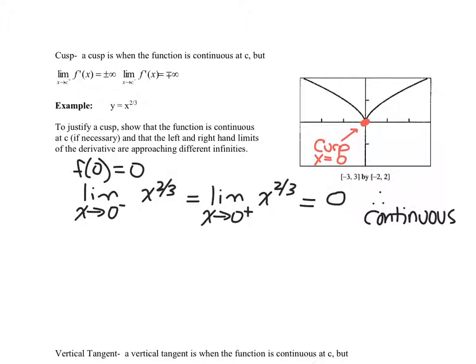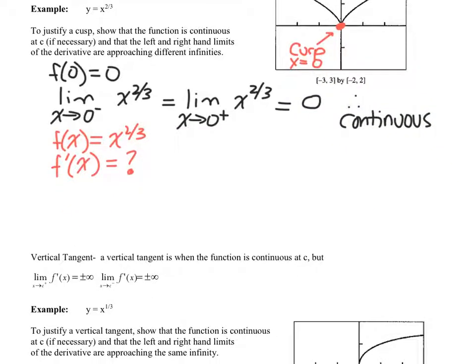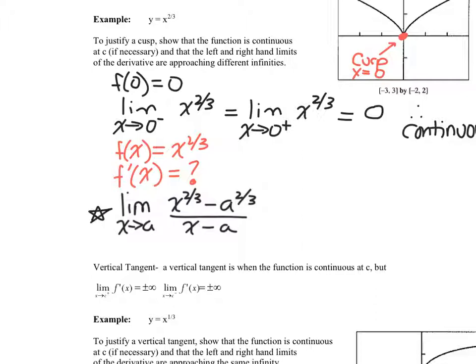So now I just need to test the limit. Given f of x equals x to the 2/3, I need to find f prime of x. This is a little bit more of a doozy because you have to figure out the derivative first. The limit as x approaches a of x to the 2/3 minus a to the 2/3, over x minus a. Ooh. All right, so let's pause and ponder.